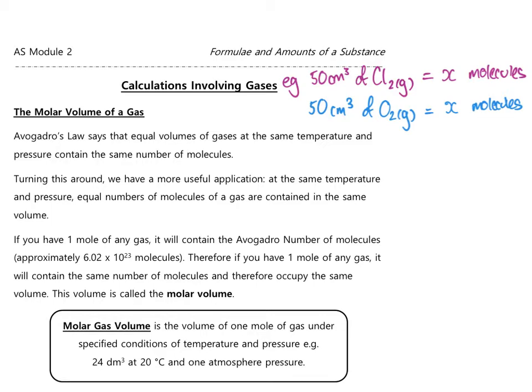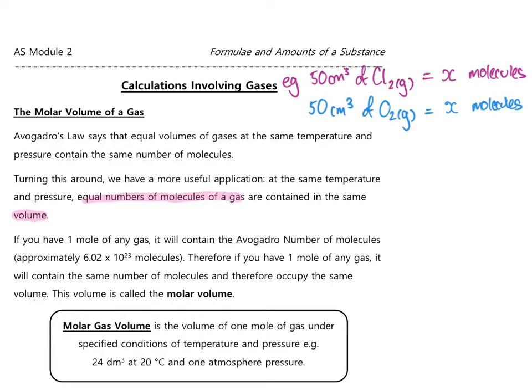If we flip this around, we actually have a more useful application and one that we can use in calculations. At the same temperature and pressure, equal numbers of molecules of a gas are contained in the same volume. So using our example of chlorine and oxygen again, if we have X molecules of oxygen and the same number, X molecules, of chlorine, those gases are going to occupy the same volume. So let's say, for example, X molecules of oxygen takes up 50 centimetres cubed of volume. Then X molecules of chlorine would also take up 50 centimetres cubed of volume.